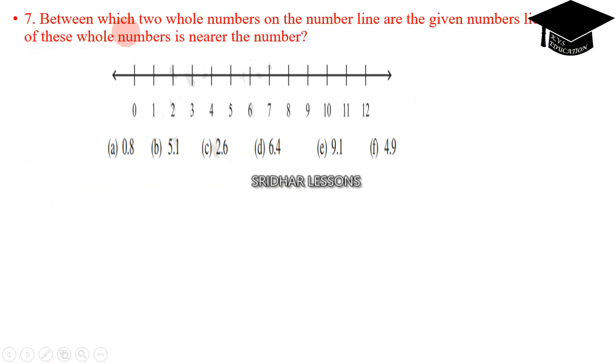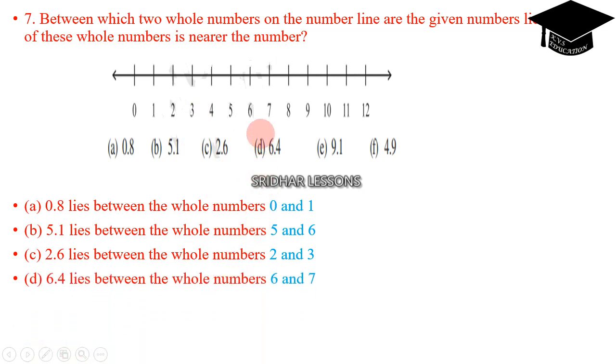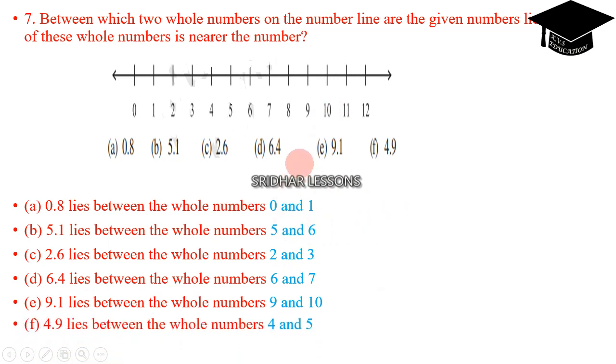Problem number 7. Between which two whole numbers on the number line are the given numbers lying? Which of those whole numbers is nearer the number? First one is 0.8. 0.8 lies between the whole numbers 0 and 1. Okay. Next, 5.1. 5.1 lies between 5 and 6 clearly. Next, 2.6 lies between 2 and 3. Next, 6.4 lies between 6 and 7. Next, 9.1 lies between 9 and 10. Next, 4.9 lies between 4 and 5. Okay?